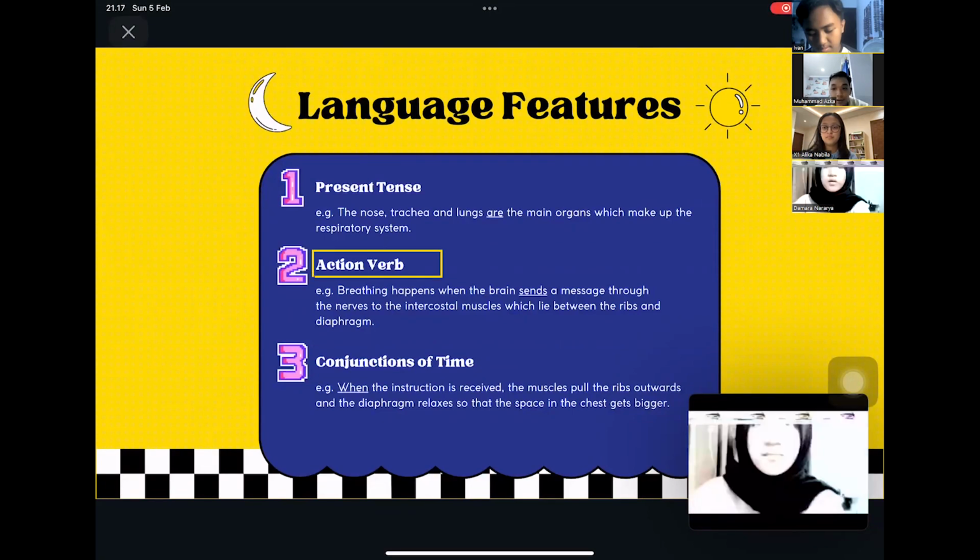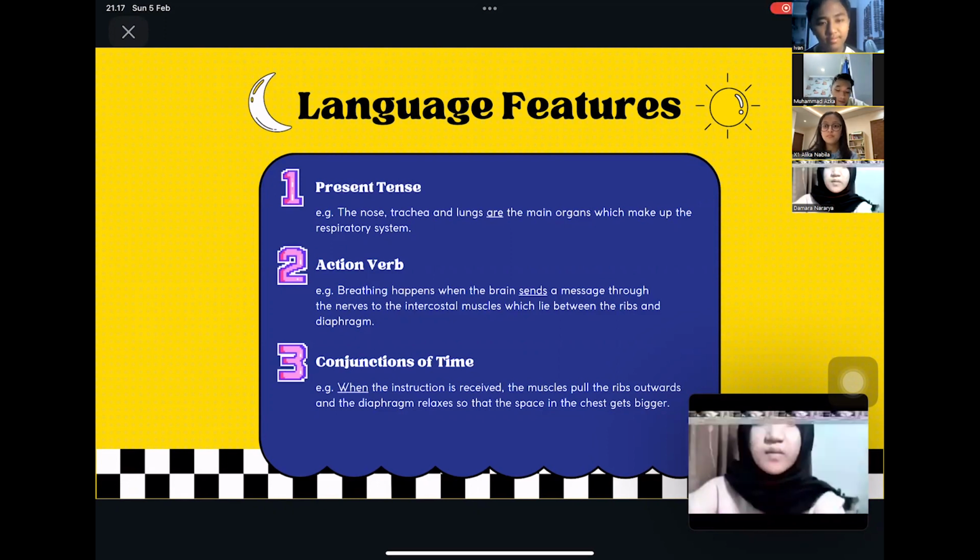2. Action verb. An action verb is used to represent the action done by the subject in a sentence. Action verbs cannot be used as linking verbs. They have only one function, and that is to denote the action in a sentence. For example, breathing happens when the brain sends a message through the nerves to the intercostal muscles, which lie between the ribs and diaphragm. The action verb in this sentence is sends.